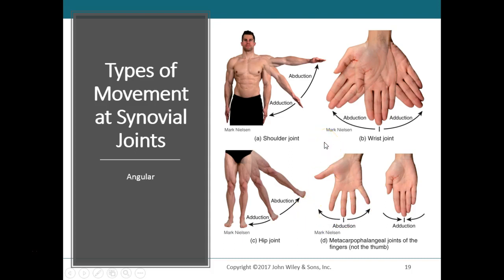Take them away, out is abduction. If you add to something, you bring it to. So adduction is to bring something back. So you're taking that joint and causing movement to bring something back to the body. So movement of a bone toward the midline.